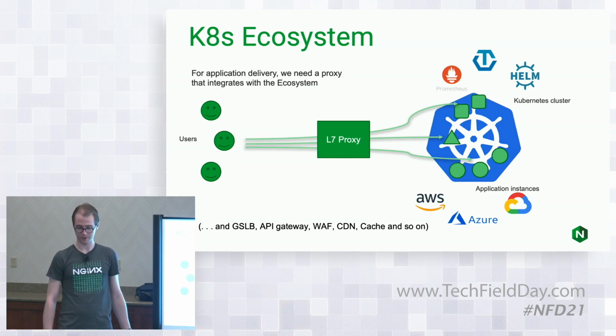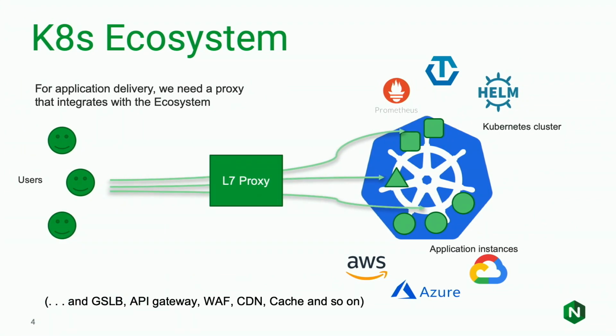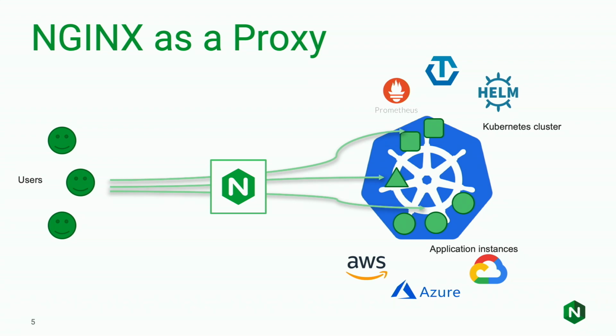One of the greatest things about Kubernetes is that around Kubernetes there is a huge ecosystem of tools and solutions. And for our proxy, we would like it to be able to integrate with those solutions as well. So our answer for the proxy for Kubernetes is NGINX, and in this talk, I will show you how to use NGINX as an Ingress controller to deliver applications to the users.